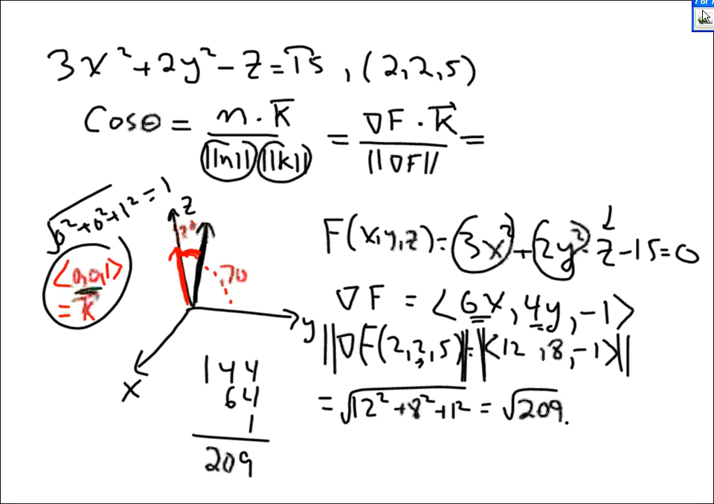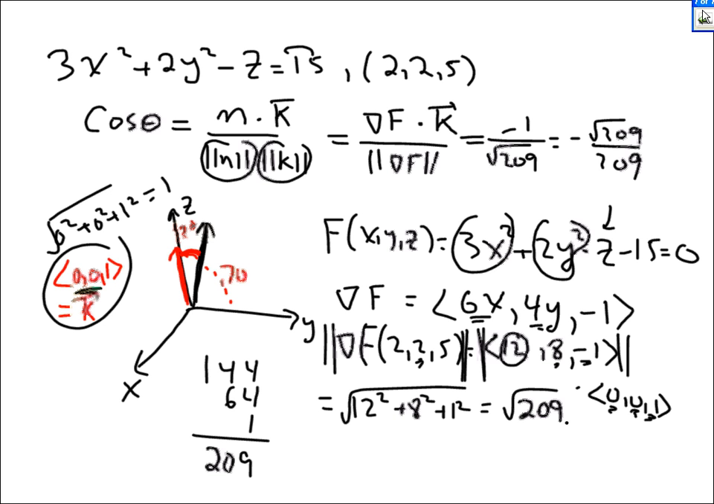Remember, the k vector is 0, 0, 1. So it's 12 times 0, which is 0. Remember, I'm dotting it with 0, 0, 1. 12 times 0 is 0, plus 8 times 0 is 0, plus negative 1 times 1. That's negative 1, divided by the length. All this is negative the square root of 209 over 209. That's what the cosine of theta is.